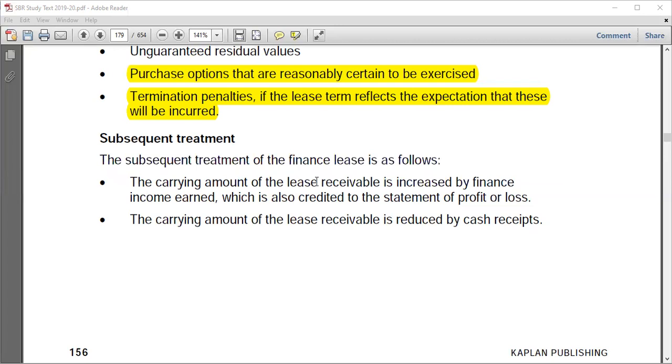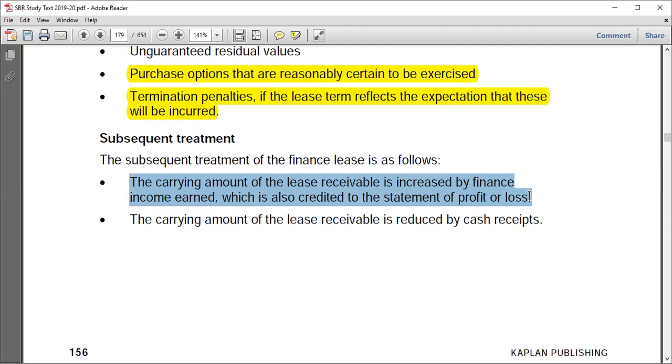The carrying amount of the lease receivable is increased by finance income, which is also credited to the statement of profit or loss. Did you see? I said finance income goes to profit or loss, and then it increases the lease receivable. The carrying amount of the lease receivable is reduced by the cash receipt. If you expect to receive something and you have already received something, that means what you are still owed decreases, right? What others are still obliged to bring forward to you has been reduced, just like that. So it's nothing much.